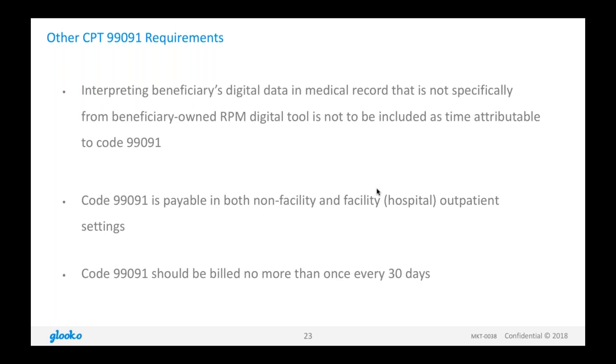Code 99091 is payable both in non-facilities and facilities. And when Medicare says facility, that always means hospital. And every other medical entity, like a clinic or a physician practice group, is considered non-facility. Code 99091 should be billed no more than once every 30 days. So that's the time period. It's a 30-day time period per beneficiary.